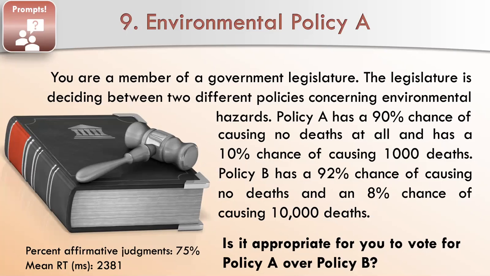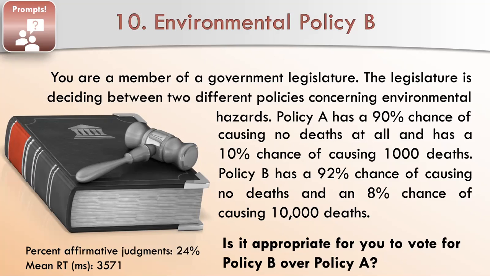These get worse. You are a member of a government legislature. The legislature is deciding between 2 different policies concerning environmental hazards. Policy A has a 90% chance of causing no deaths at all, and a 10% chance of causing 1,000 deaths. Policy B has a 92% chance of causing no deaths, and an 8% chance of causing 10,000 deaths. Is it appropriate for you to vote for policy A over policy B? 3 out of 4 people said yes. 2 seconds.